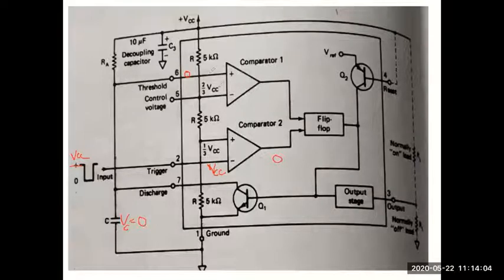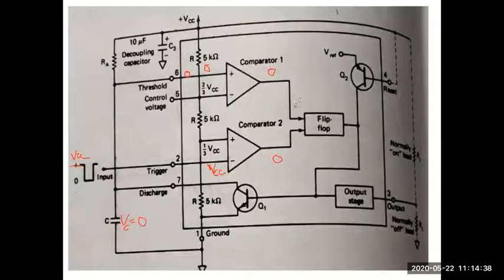And what about this upper comparator? To the upper comparator, pin 6 is connected to the capacitor whose voltage is 0. So the voltage here is 0 at the positive terminal. Negative terminal voltage is fixed at 2/3 VCC. So what is the output of the upper comparator? Upper comparator is also at 0. The positive terminal voltage is less than the negative terminal voltage, so the output will be 0.